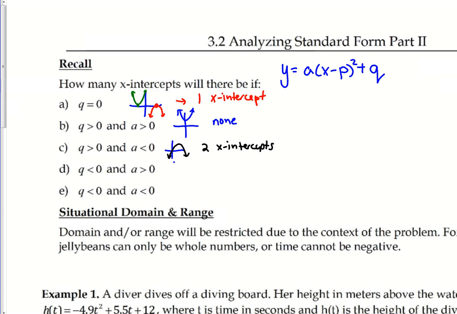What about the next one? So Q is less than 0, meaning the vertex is above or below? Below, and it's opening up or down? Up, because A is positive, meaning how many x-intercepts? 2.